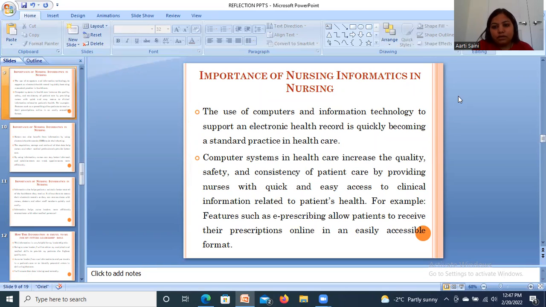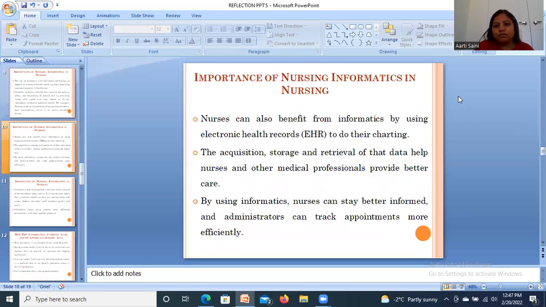Now, the importance of nursing informatics in nursing. The use of computer and information technology to support an electronic health record is quickly becoming a standard practice in healthcare. So the computer system in healthcare increases the quality, safety, and consistency of the patient care by providing nurses with quick and easy access to the clinical information related to patient's health. For example, features such as e-prescribing allow patients to receive their prescriptions online in an easily accessible format.